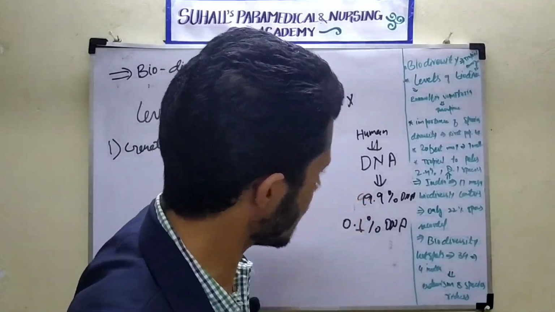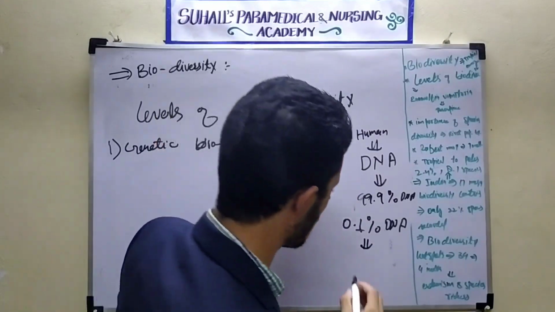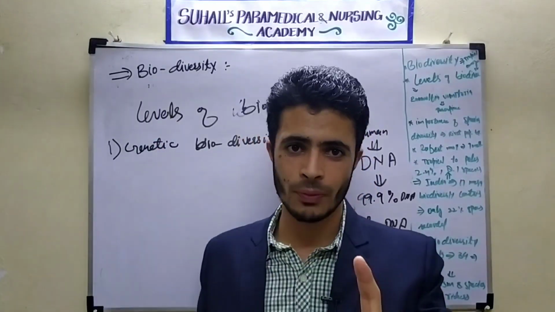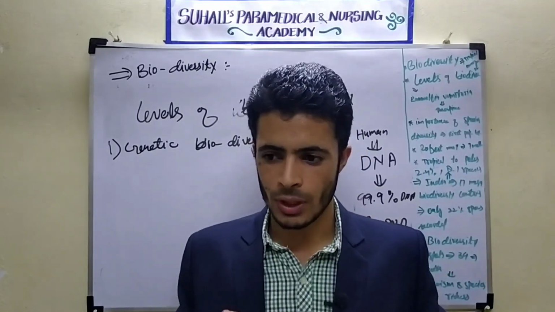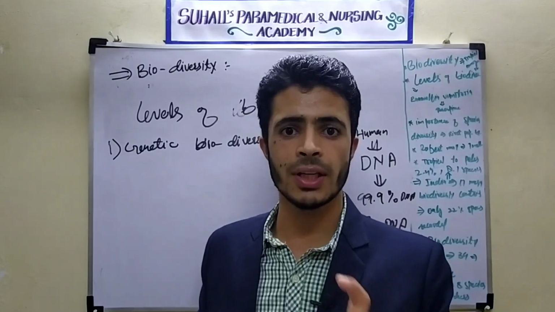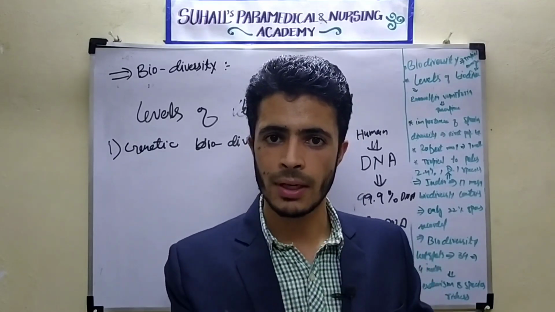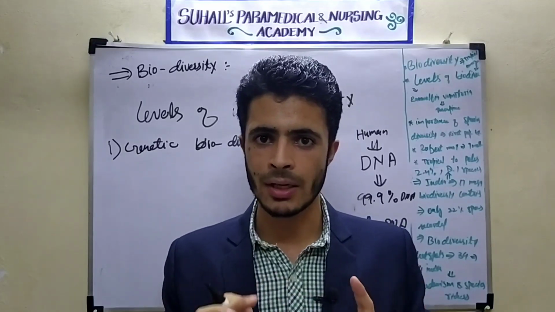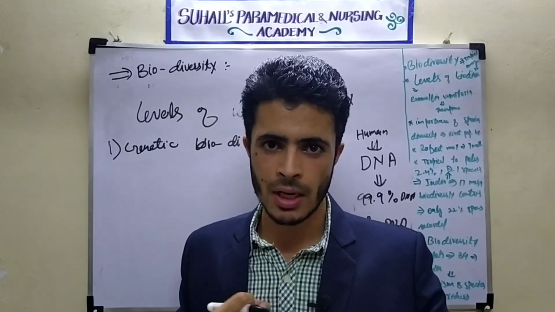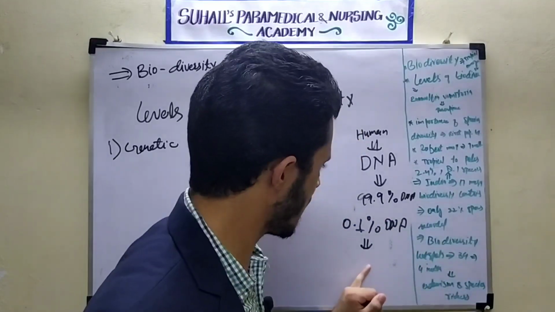That is why this 0.1% DNA is used for DNA fingerprinting. In biotechnology, in forensic science, suppose there is a murder. Or suppose it is not murder, but there is a conflict between two parents, where one is saying this child is mine and another is saying this child is mine. What is done there?